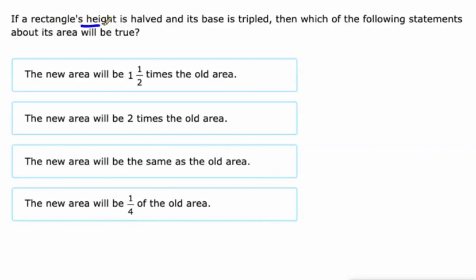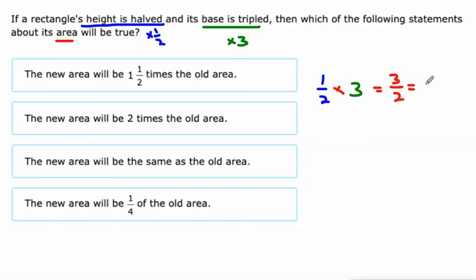Rectangle's height is halved. Okay, so multiply the height by a half, and its base is tripled. What's that going to do to its area? All right, well, we'll take that 1/2 and multiply it by that 3, and that'll give us 3/2, or 1.5 times the area. The new area will be 1.5 times the old area.